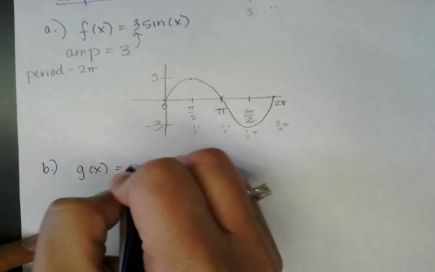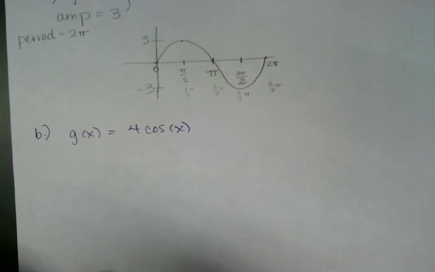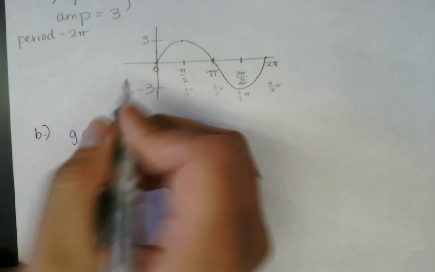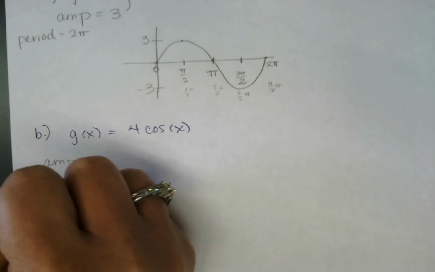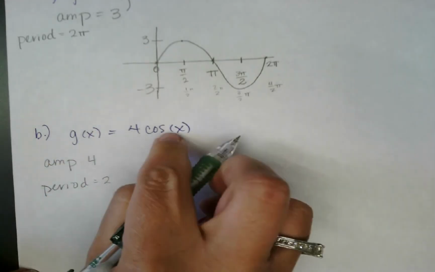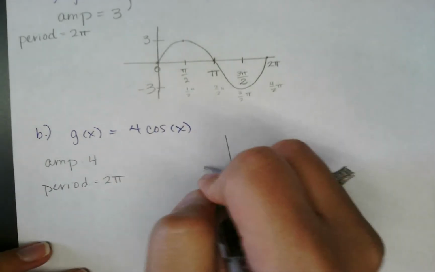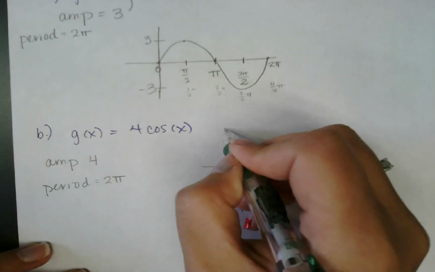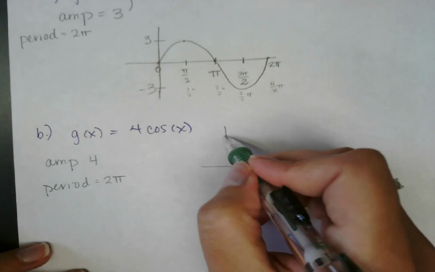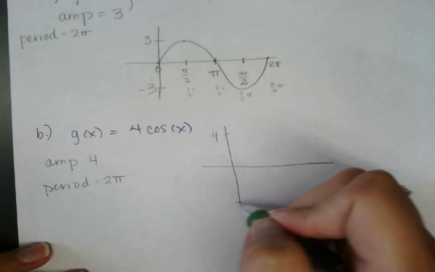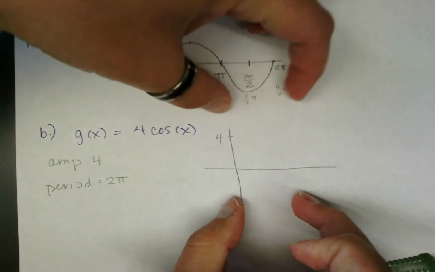G of x equals 4 cosine of x. So, you go through it. Your amp is 4 now. Your period is still 2 pi because nothing's in front of this x, and you have no flip, shift, none of that stuff. So what happens with these coefficients in front is it stretches them. It's going to elongate this cosine graph because I have to hit 4 and -4.